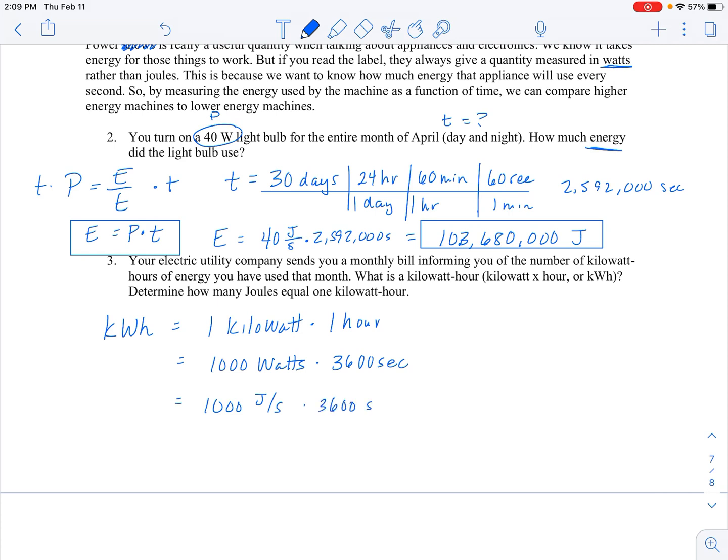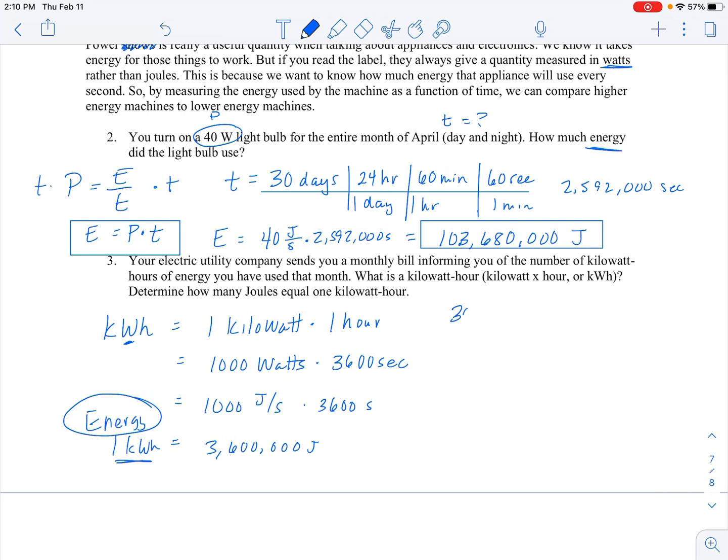And when we take 1,000 joules per second times 3,600 seconds, we get 3,600,000 joules. That's what 1 kilowatt hour is. It's that many joules. And again, it's a little tricky because when we see watts, we want to think that this is power, but a kilowatt hour is a unit of energy. It's the unit that the energy company uses to cost our energy consumption.